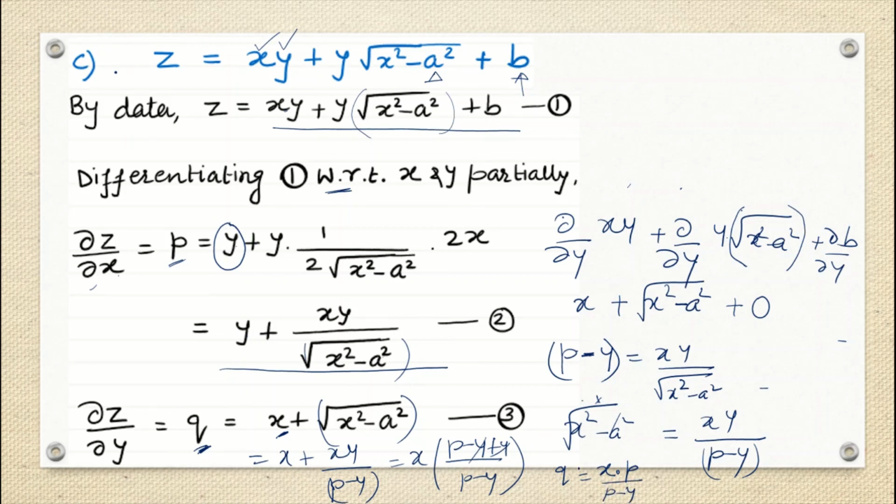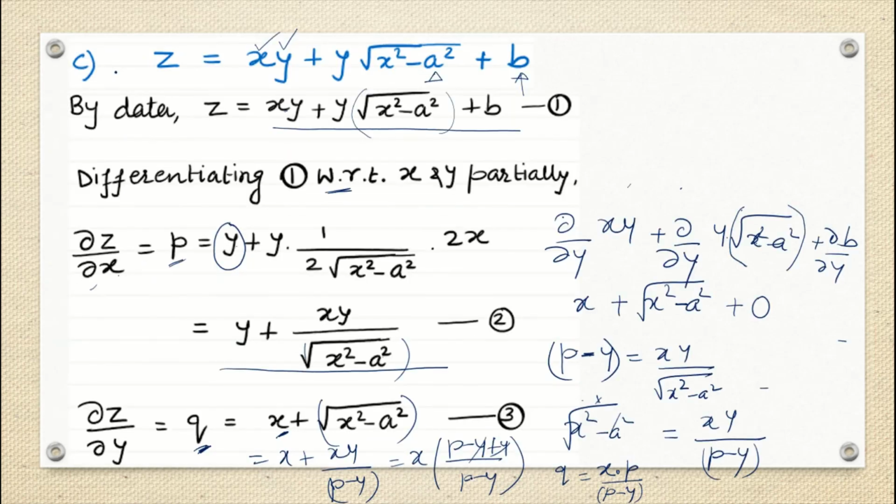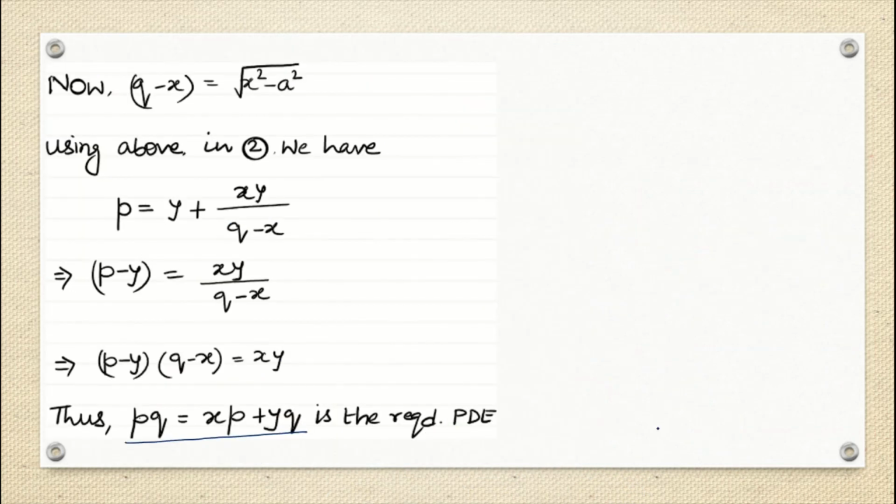And then because all those things are allowed in my equation, I can rearrange and I'll get the answer. What we have done here: q minus x, the very first equation, is √(x² − a²), and then we are using the above in the second equation, and finally we have got the same thing. This method also we can use, and finally we are going to get the same answer. So here also pq is xp plus qy, here also pq is xp plus qy, so both are same. So fine, this is actually the required partial differential equation.